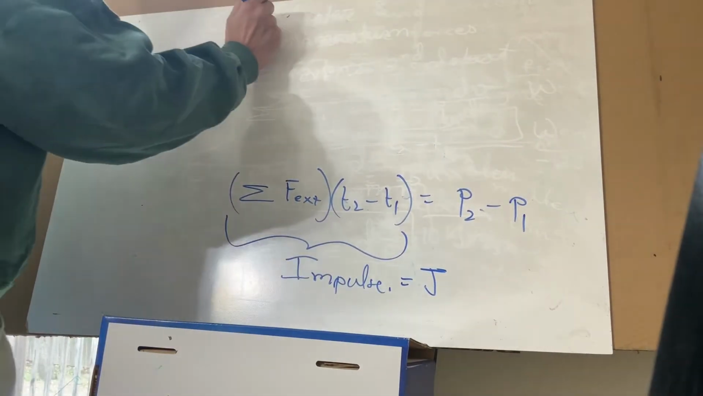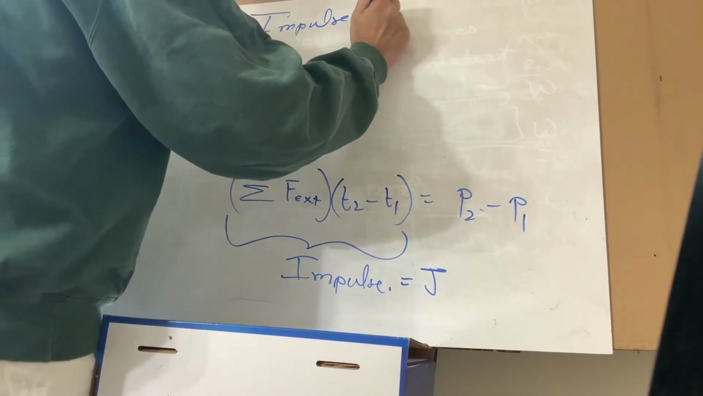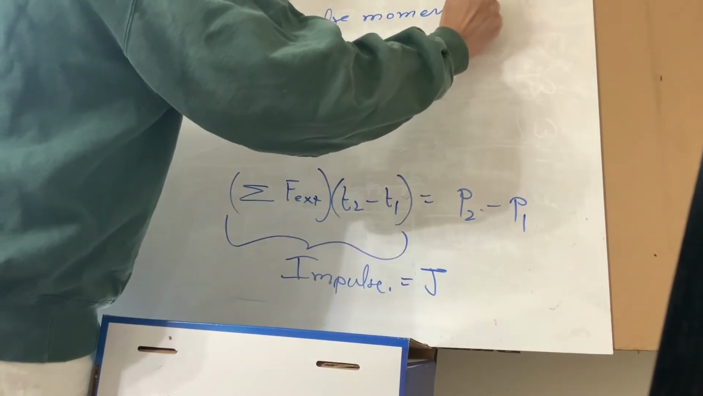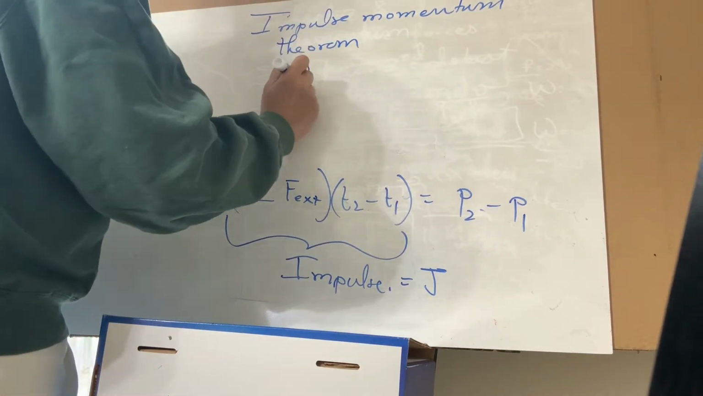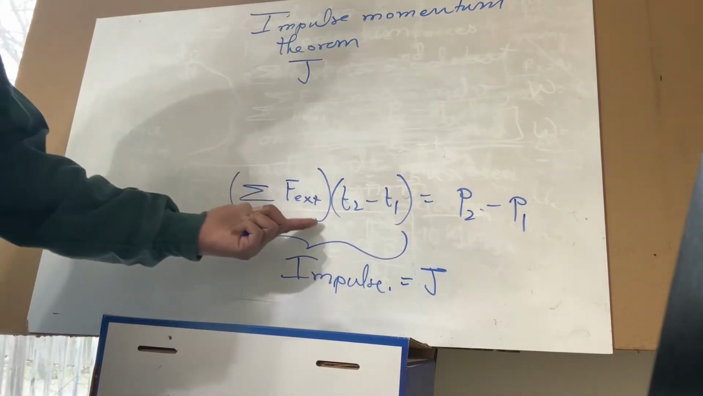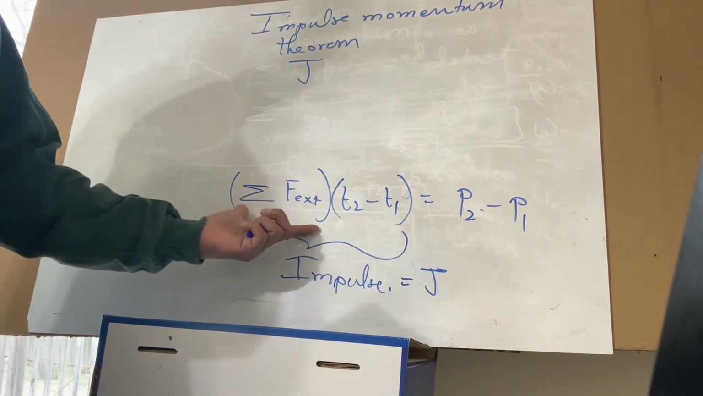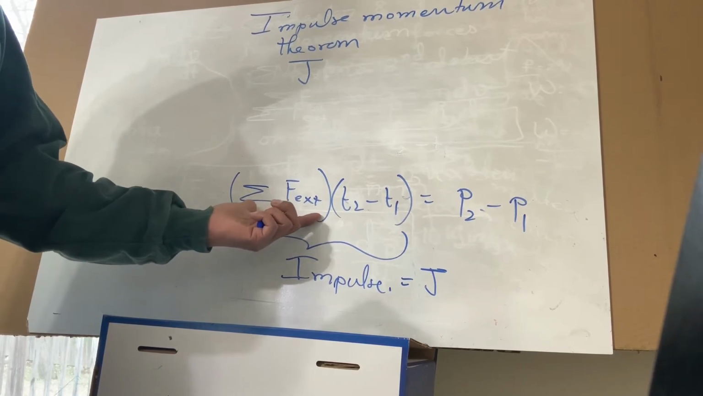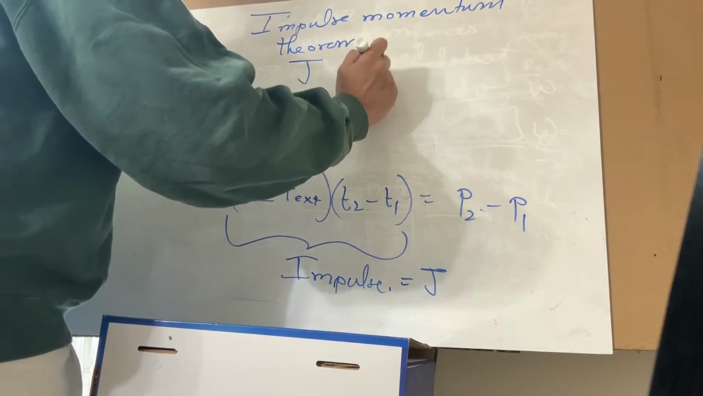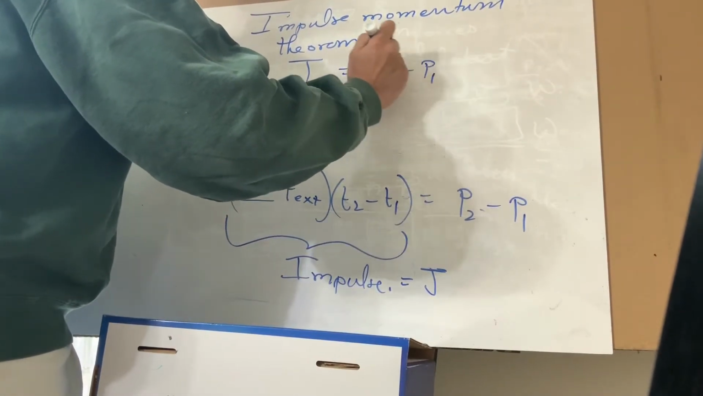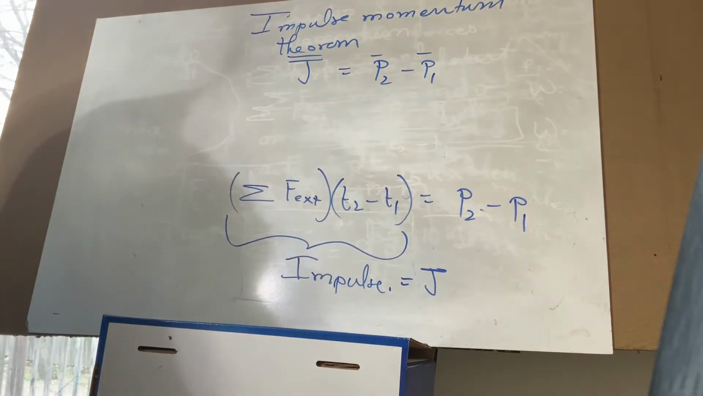So we have what is called the impulse momentum theorem, which states that the impulse is the force and how long the force lasts. So impulse is the net force and how long that force lasts. It changes the momentum. So that's the impulse momentum theorem. This also is a vector, right?